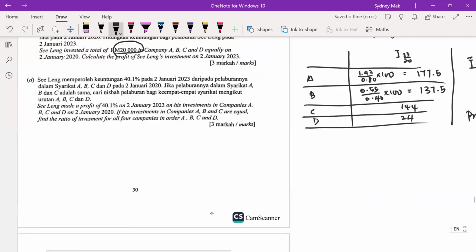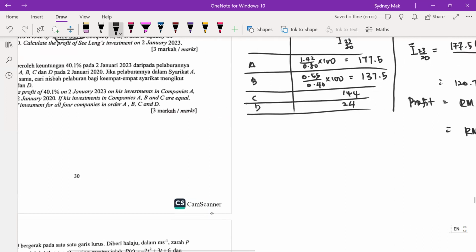Next, Ceiling made a profit of 40.1% on 2nd January 2023 on investment in companies A, B, C, and D on 2nd January 2020. If his investments in companies A, B, C are equal, find the ratio of investment for all four companies in order of A, B, C, and D.